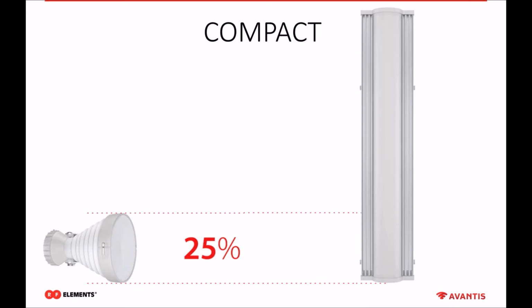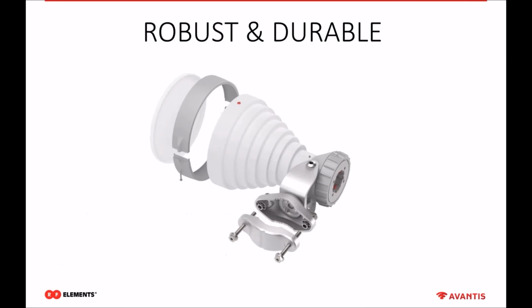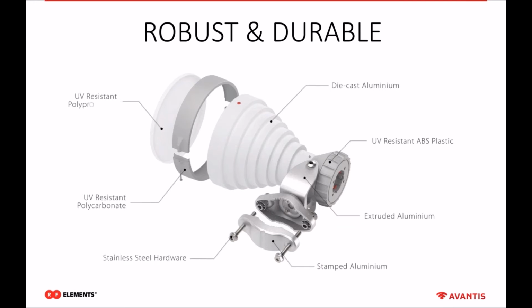And not just the size is important, but also the construction. Symmetrical sector antennas are made from a very solid metal structure. We are using just the best available materials, so there is die cast, stand, or extruded aluminum. Also, the plastic parts are UV resistant. The hardware is stainless steel. The brackets are made from aluminum.